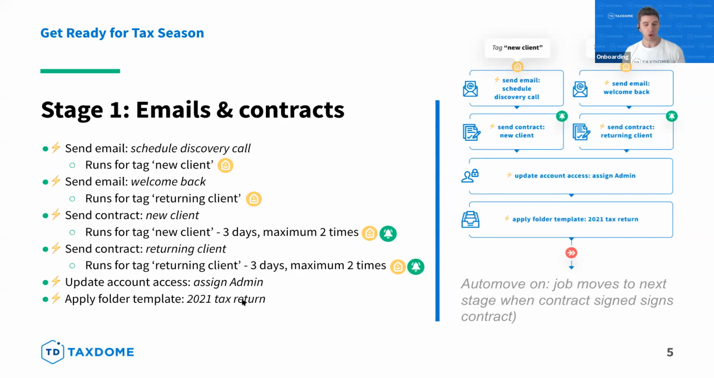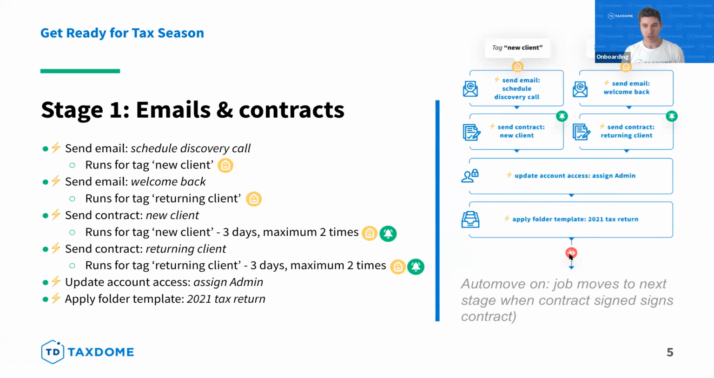And finally, you might want to organize how the client documents are going to be. So you can have a folder template automatically be applied as well. Now, all of this, again, happens automatically, right? Just in this one stage, we've got 6 automations, but they're conditional. So each client will only receive an email, a contract, and that's it. But they're going to receive the emails and contracts that are specific to them. Your new clients don't want the same information as your returning clients, and so forth and so forth.